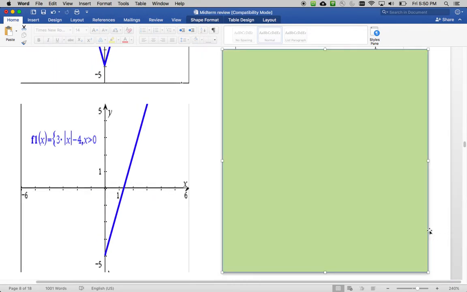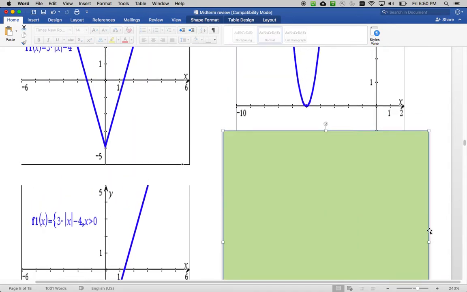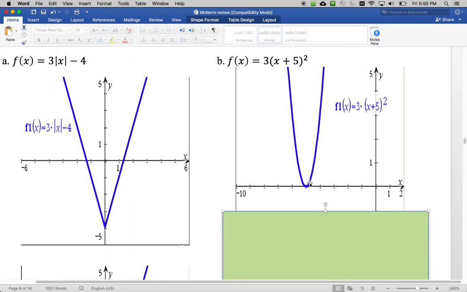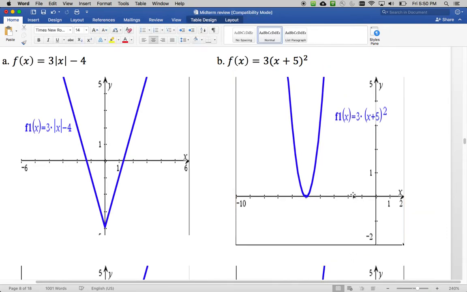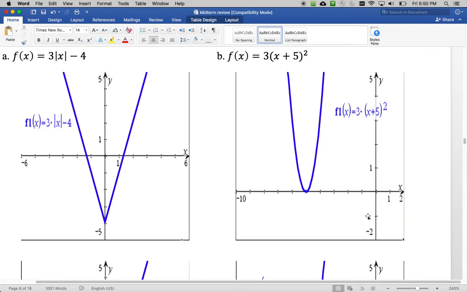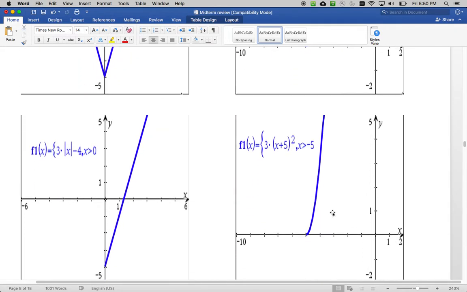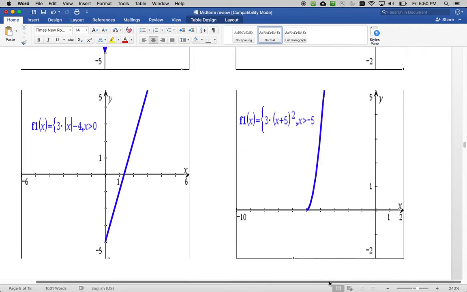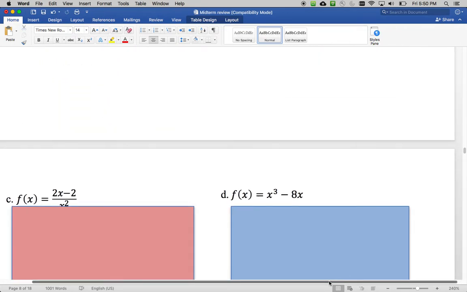Here, we want the vertex. We want to know where this vertex is, and if you look at it, 1, 2, 3, 4, 5, it's at -5. And so again, I want to get rid of the left side of the parabola, so I'm just going to say x has to be greater than -5, because that's where it starts going up and we get double values, or double y values.